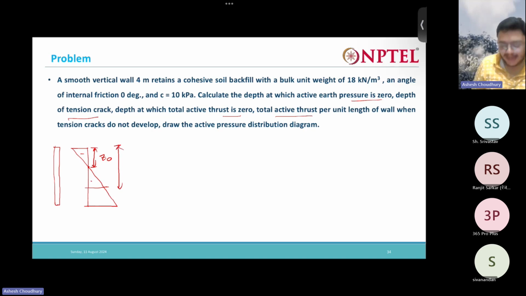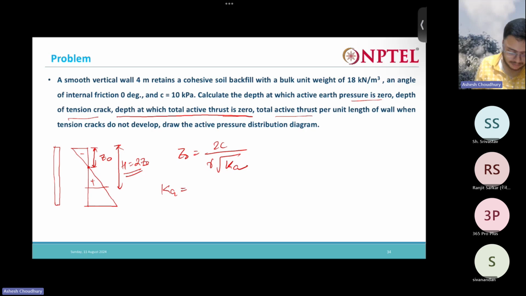This is plus, this is minus, and plus and minus are going to cancel each other. H is equal to twice z naught. This height is the depth at which total active thrust is 0. This is the point where the active pressure is 0, and total earth pressure is 0 at this height. And this z naught is twice c by gamma root Ka. Now in this case, what is our Ka? Here phi is 0.